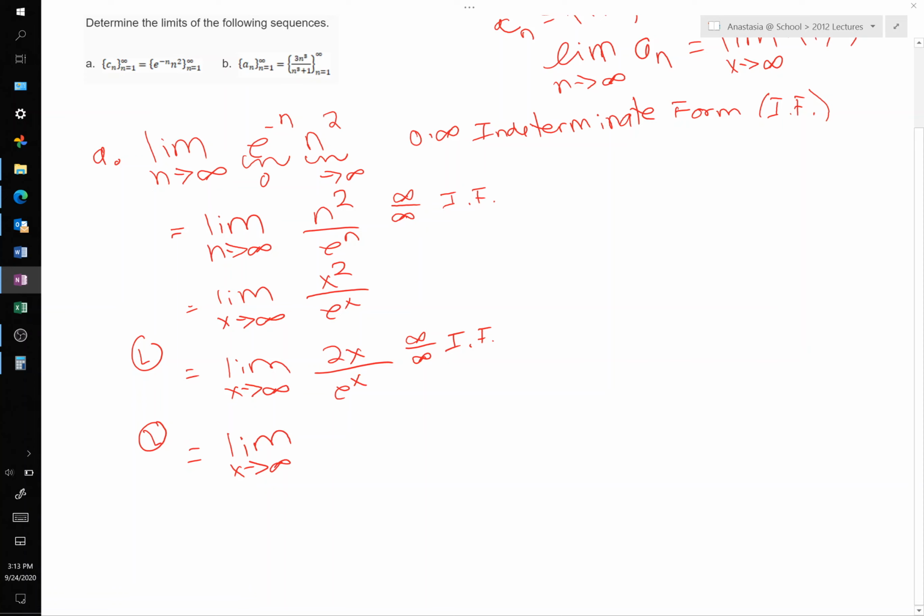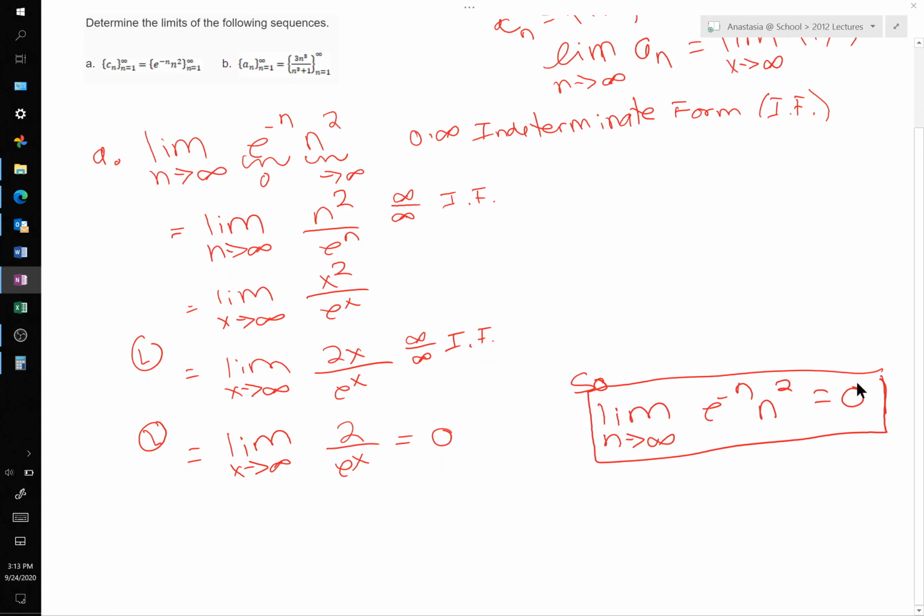When we differentiate the numerator, we get 2. When we differentiate the denominator, we get e to the x still. Now, the numerator stays at 2. The denominator goes to infinity. If you have a constant over something going to infinity, then the whole thing equals 0. So, in summary, the limit as n goes to infinity of e to the negative n times n squared is going to equal 0. So the end behavior of our sequence here is 0.